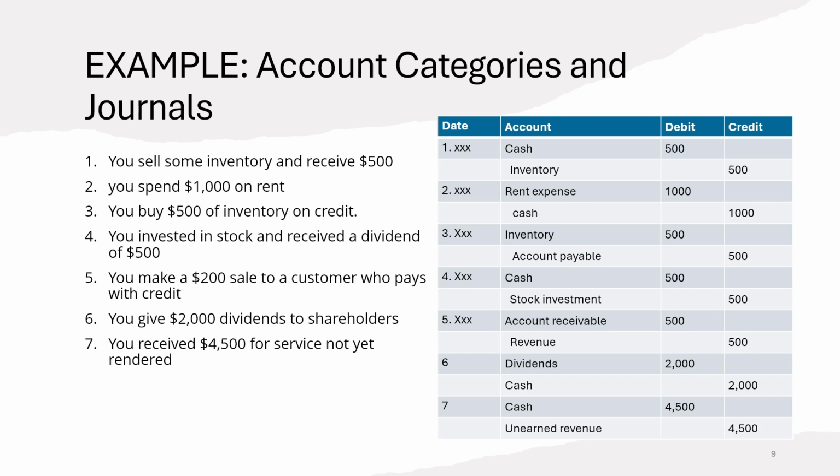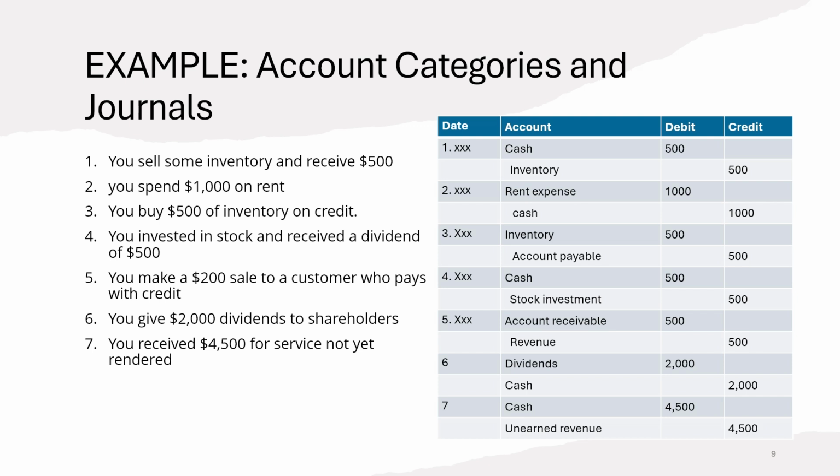Number 6, giving $2,000 in dividends to shareholders. In this case, it's different from journal 4. This time you give $2,000 cash to your shareholders, therefore cash goes out, recorded on the credit side. And on the debit side, retained earnings $2,000 as the company's equity changes.